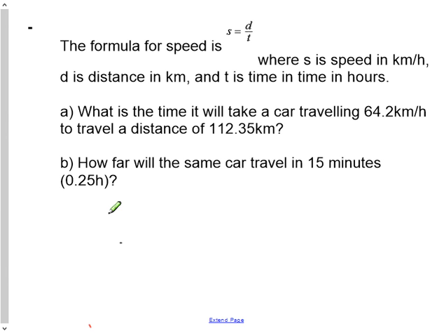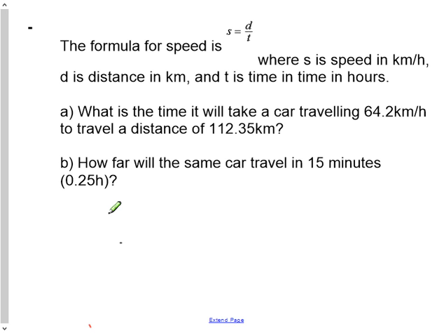Okay, this is the second part of your practice test. These are the story problems that are found at the end of your practice test. The first question of the story problem says the formula for speed is equal to distance over time, where s is speed in kilometers per hour, d is distance in kilometers, and t is time in hours.